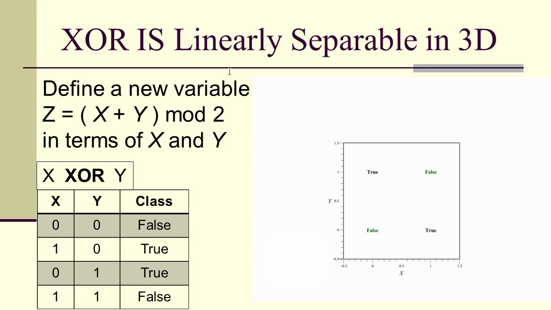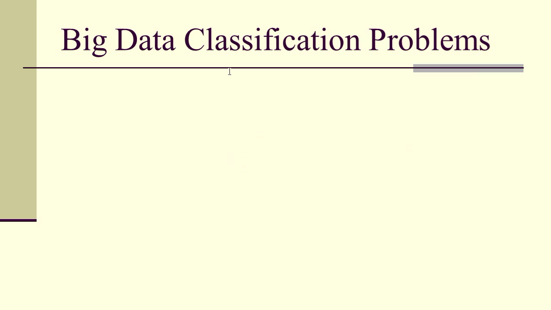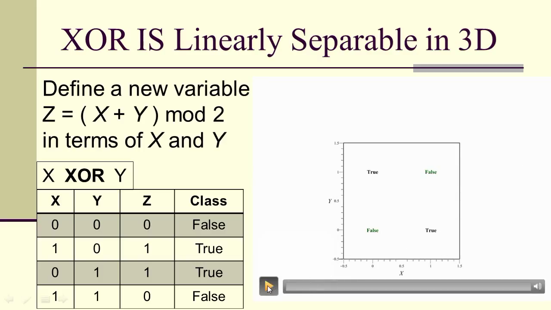However, let's define some new variables. In this case, I'm actually going to use the words true and false as the labels. And I'm going to define a new variable, z equals x plus y mod 2. And this is going to give me a new data set. So my XOR is now, in terms of x, y, and z, 0, 0, 0 is false, 1, 0, 1 is true, 0, 1, 1 is true, and 1, 1, 0 is false. And what this does is it makes it possible to separate by going into 3 dimensions.